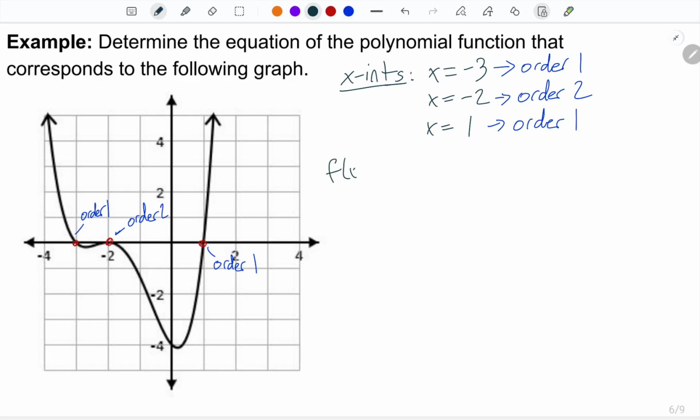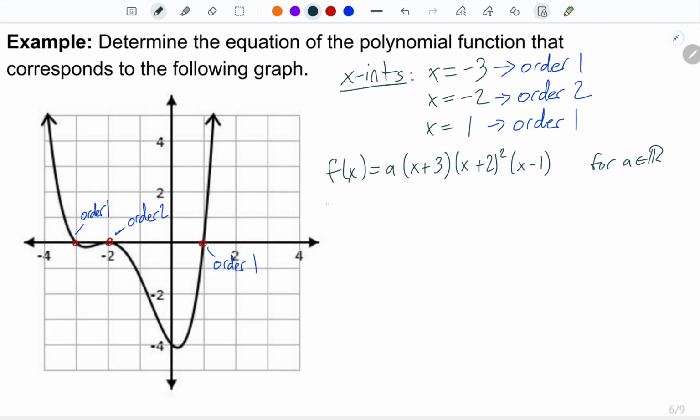So now, based off the roots and their orders, set up your general equation. So again, the general equation will have some parameter in front. We're just going to call it a. And then the root. So x plus 3 to the power of 1. X plus 2 to the power of 2, since it's order 2. And then x minus 1. So there we have it. That is the general equation. And I could even say for some a an element of the real numbers. We don't know what it is. That's what we're trying to figure out.